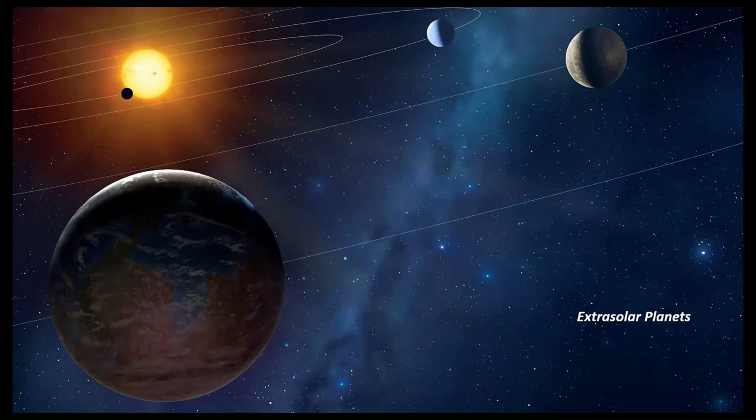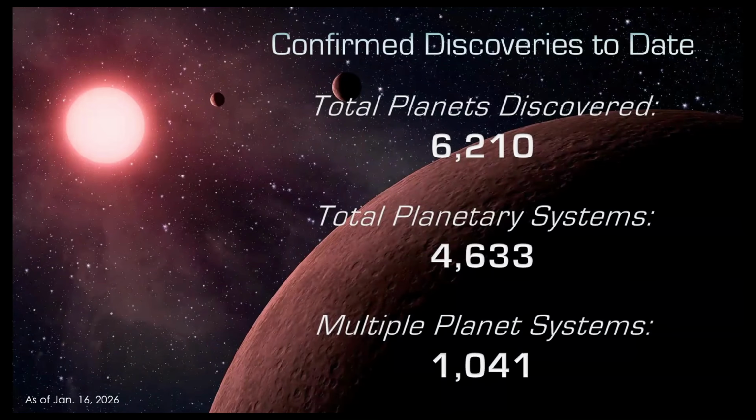So an extrasolar planet is a planet that orbits a star other than the sun. Today, at least as of yesterday, as we record this, January 16th, 2026, we've discovered 6,210 extrasolar planets around 4,633 planetary systems. 1,041 of those have more than one planet. I believe the record is either 6 or 7 exoplanets around one star.